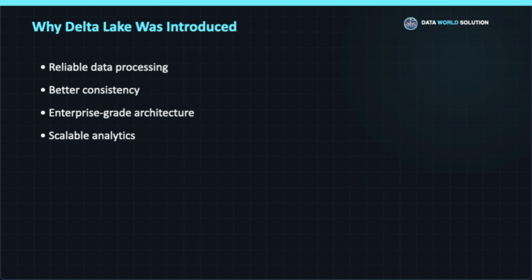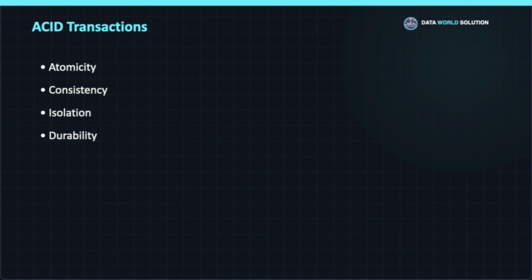One of the biggest features of Delta Lake is ACID transactions. ACID stands for atomicity, consistency, isolation, durability. Let us understand simply. Atomicity. Either complete operation succeeds or fails completely. Consistency. Data remains valid before and after transaction. Isolation. Multiple users can work simultaneously without affecting each other. Durability. Once data is committed, it remains safe even after system failure. Delta Lake provides all these capabilities.